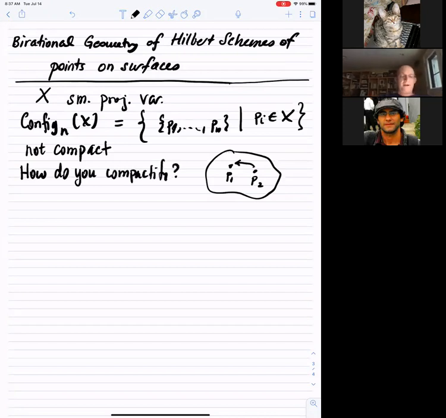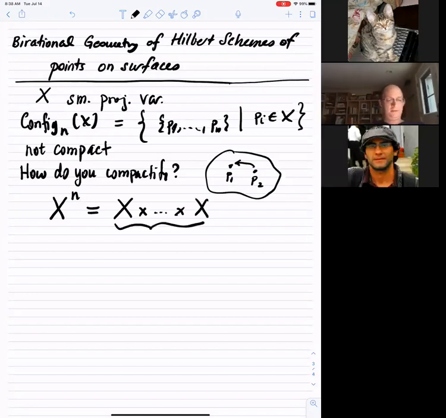There are various ways of doing this. There is one very naive way of compactifying the configuration space, and that's to just let the points collide. That's called the symmetric product. You can take n copies of X, and now the symmetric group on n letters acts on the space.